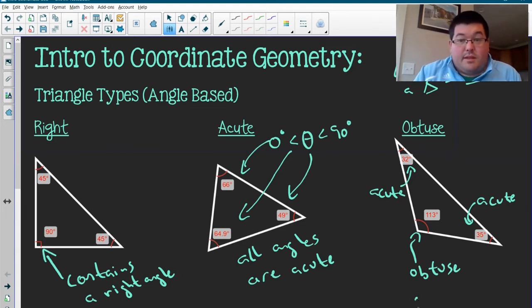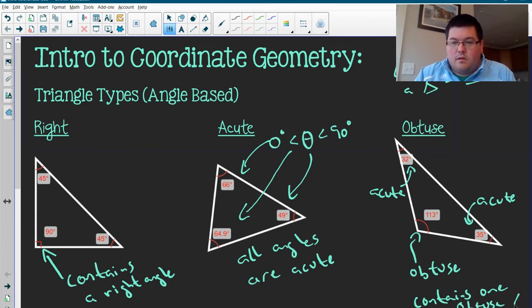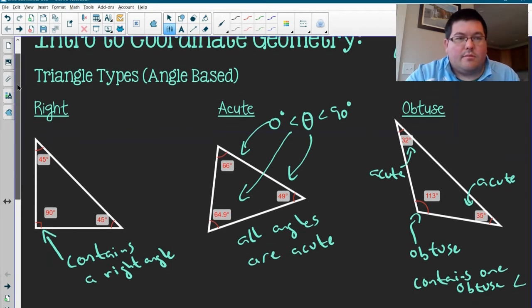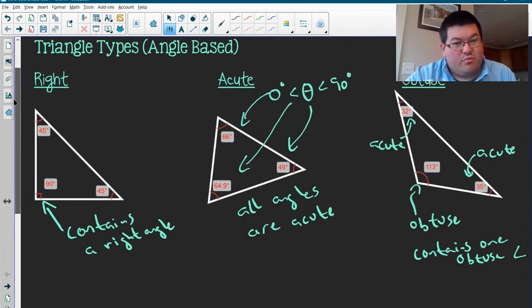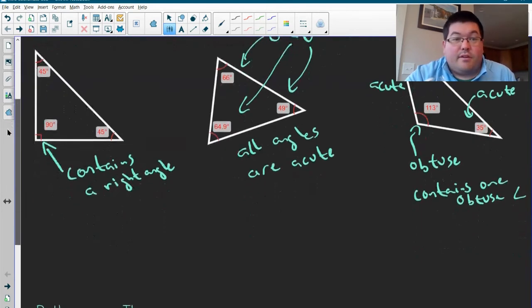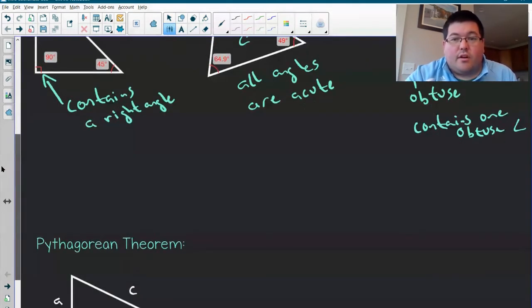So obtuse doesn't mean that every angle is obtuse, but instead it possesses, just like the right triangle, it contains one obtuse angle. Okay? So there's your right, acute, obtuse. So if we're able to determine what the angles are, it's pretty straightforward to figure out which of these 3 triangles we're working with.